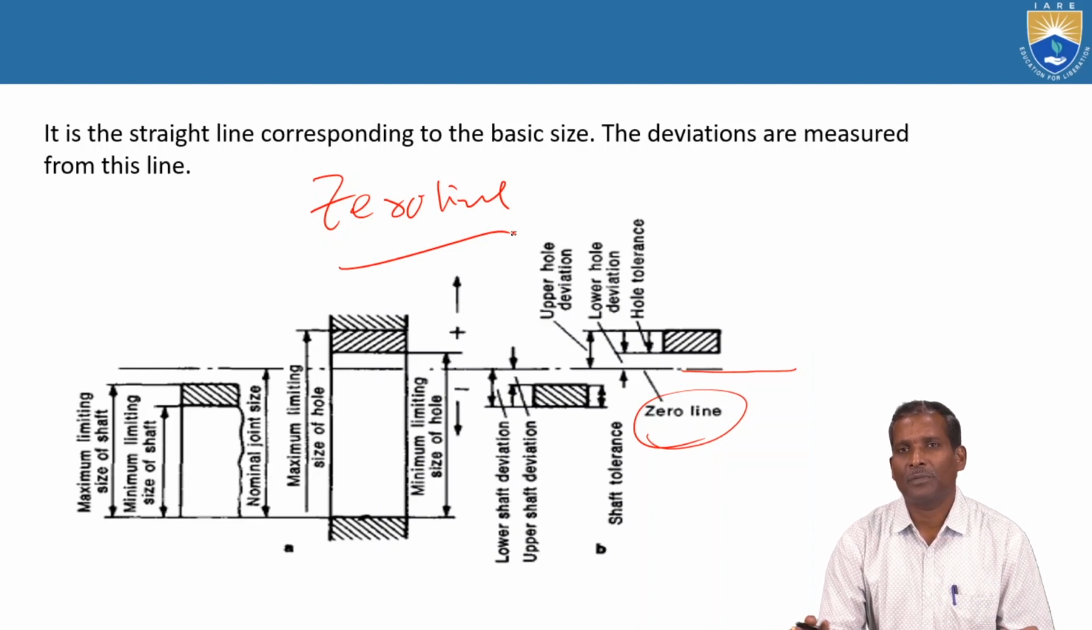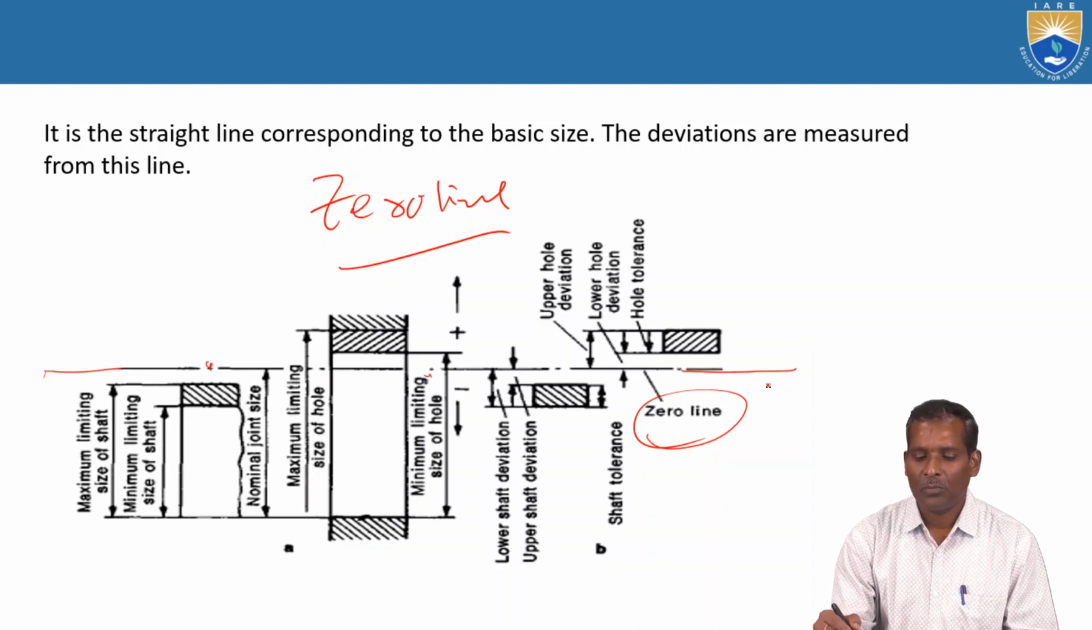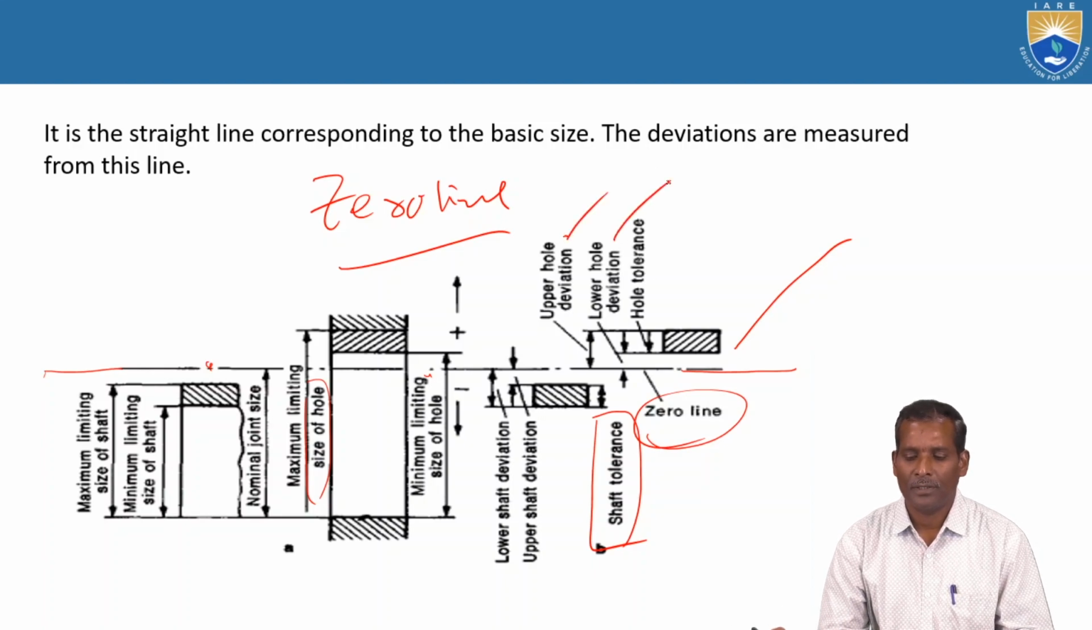All deviations are measured from this line only. Whatever is shown in the diagram, this line is the zero line. Above the zero line and below the zero line, some terminology is there. Above the zero line, this is the shaft tolerance. And then the hole, size of the shaft and hole tolerances. See here: upper shaft deviation, lower shaft deviation, and shaft tolerance.